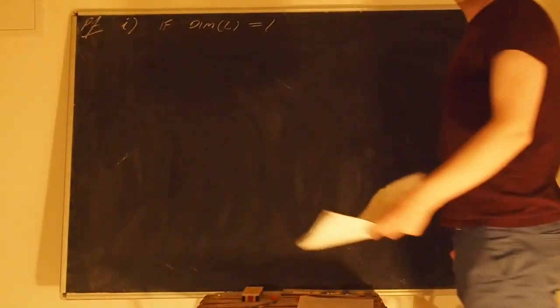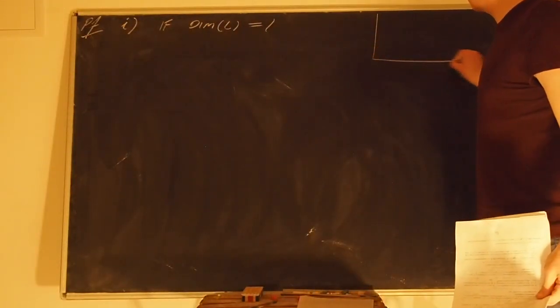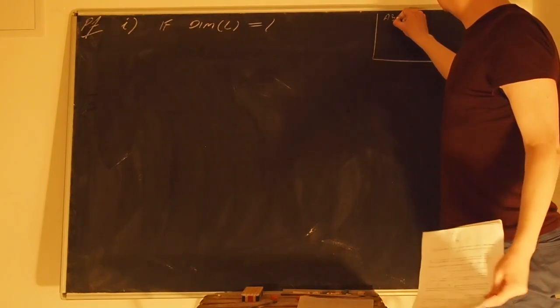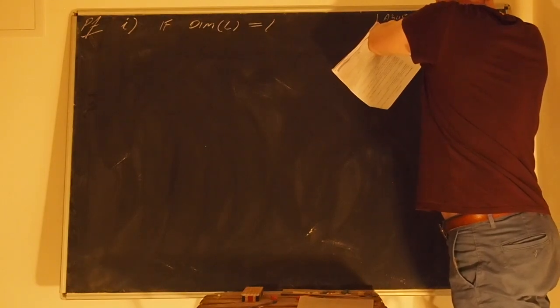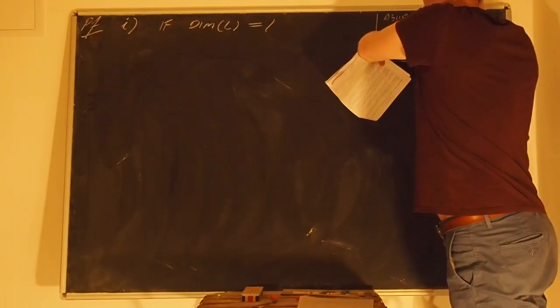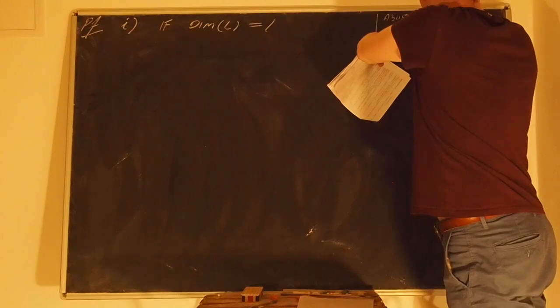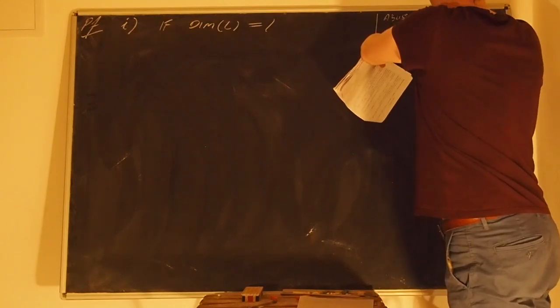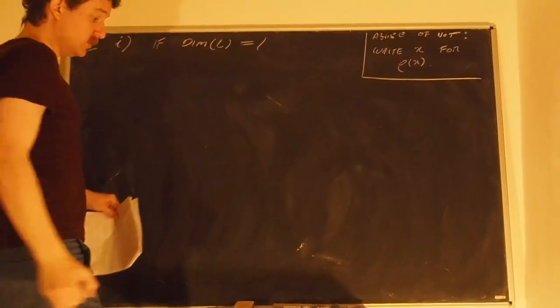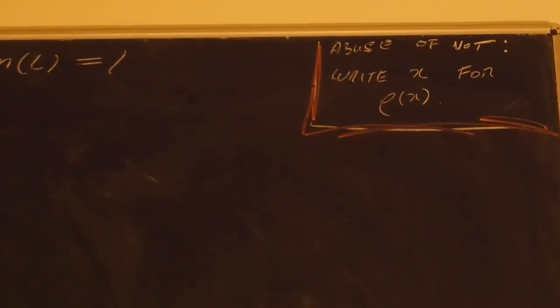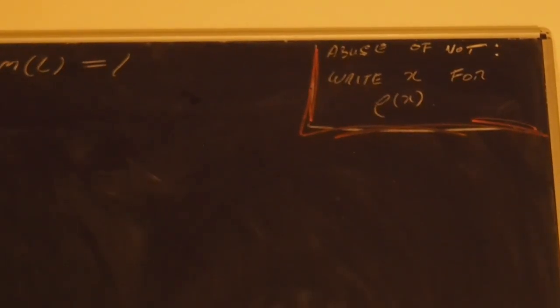Now, just for the use of notation, I want to write x for rho x. It just makes our life a little bit easier. Hopefully it's not too confusing, but remember this. If you want to rewrite everything using rho, go for it.